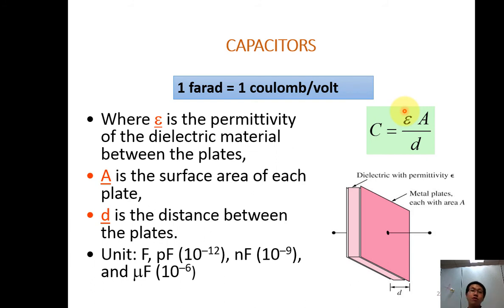Then there is how big the area is, and also how close the plates are. The closer they are, the higher the capacitance. The bigger the area, the higher the capacitance. The better the permittivity of the material, the higher the capacitance. So A is the surface area of each plate, and d is the distance between the plates. A is the pink colored side, and d will be different here. We can express the unit in farad, picofarad, which is 10 to the power minus 12, nanofarad, 10 to the power minus 9, and microfarad, 10 to the power minus 6.